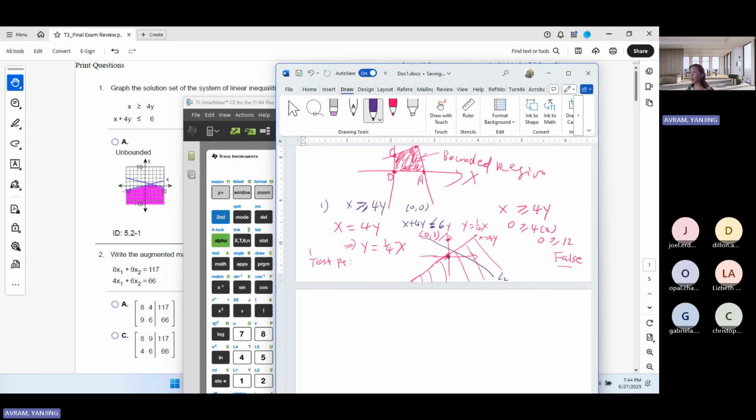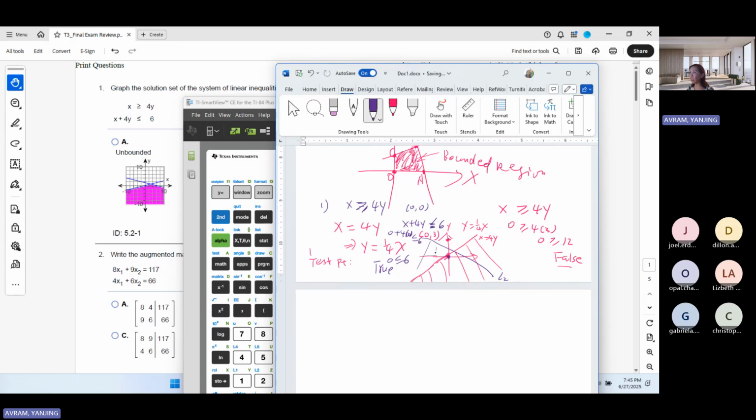The reason I couldn't do that for the first one is because the first line passed through this point, so I cannot use it for the first line. But I can do that for the second line, right? So x is 0, 0 plus 4 times 0, which is still 0, less than or equal to 6. So 0 less than or equal to 6, that's true. So true, that means this side is the solution.